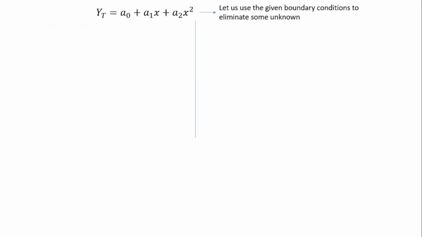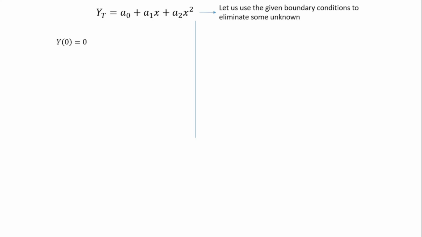So the first thing to do, if you are to do this, is to introduce the boundary conditions to eliminate some unknowns. Remember, we're given certain boundary conditions. We said when x is equal to 0, y is equal to 0. So we're going to start by introducing that: y(0) equal to 0, just saying when x is equal to 0, y is equal to 0.